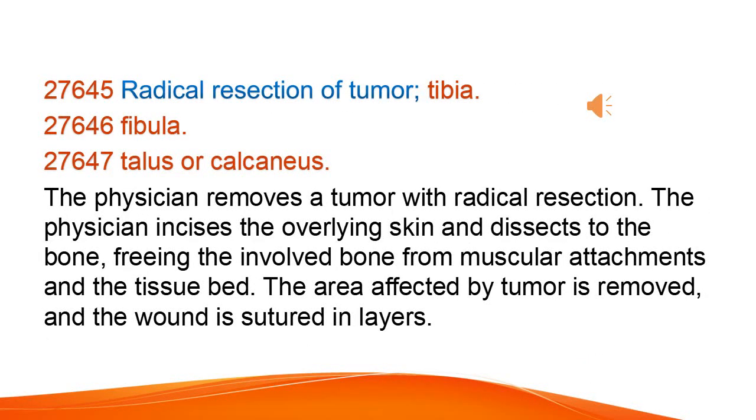Radical resection of tumor, tibia, fibula, talus or calcaneus. The physician removes a tumor with radical resection. The physician incises the overlying skin and dissects to the bone, freeing the involved bone from muscular attachments and the tissue bed. The area affected by tumor is removed, and the wound is sutured in layers.